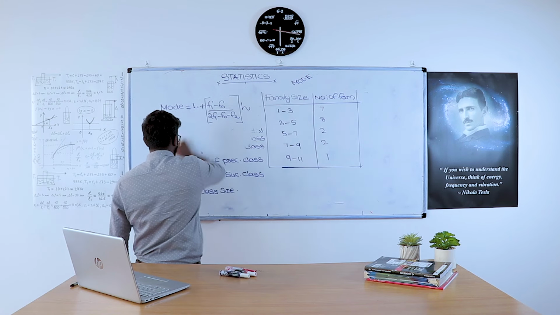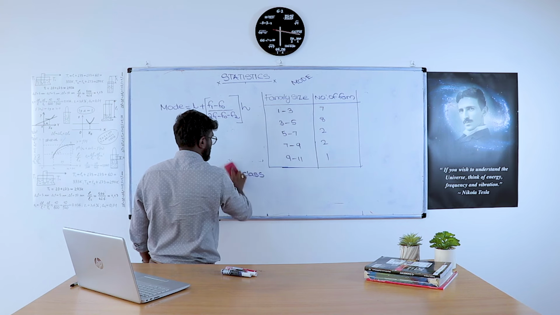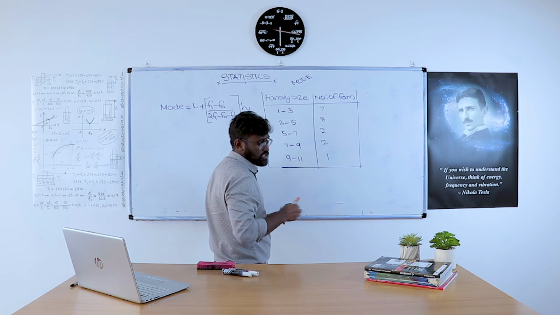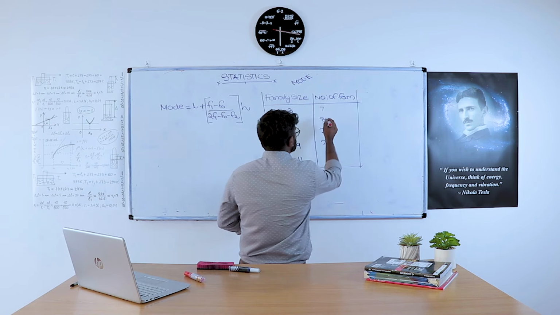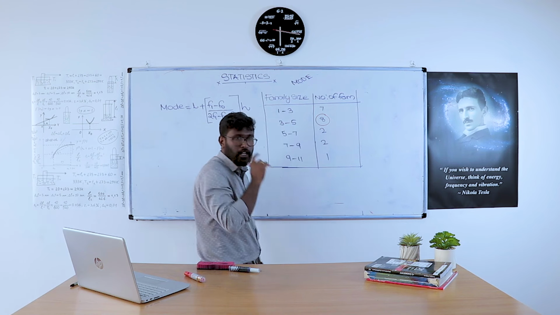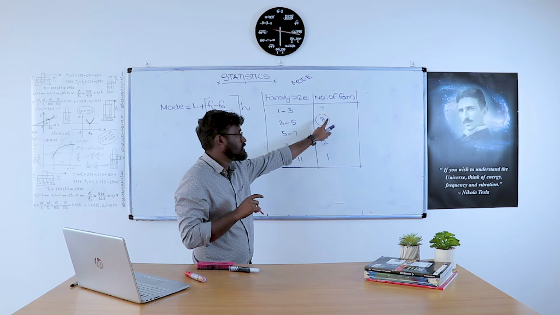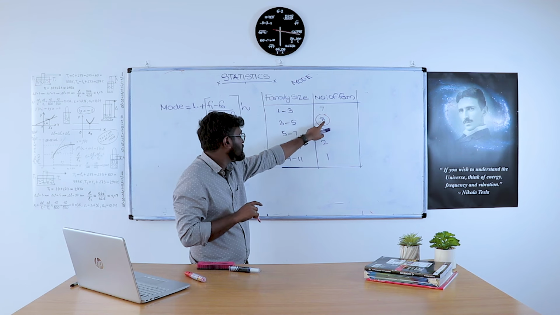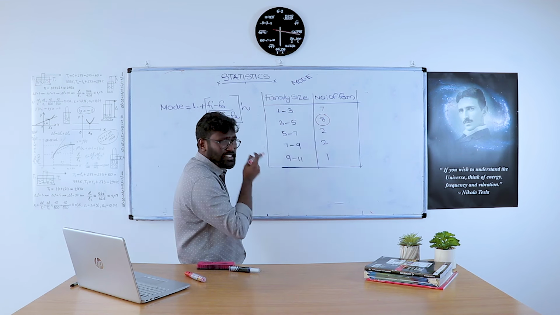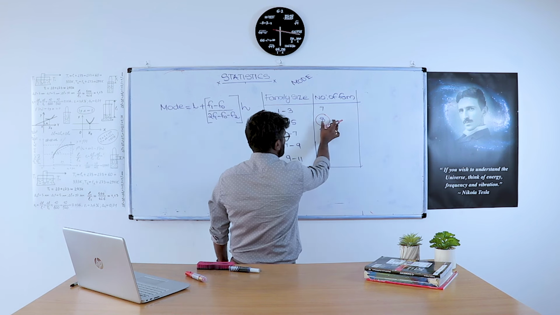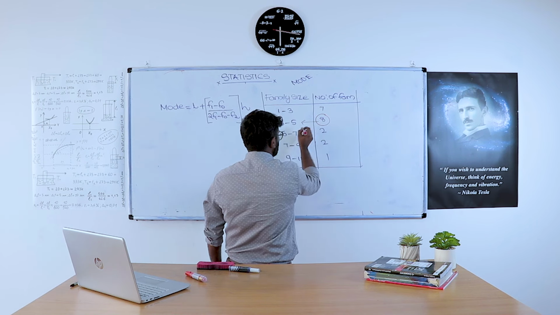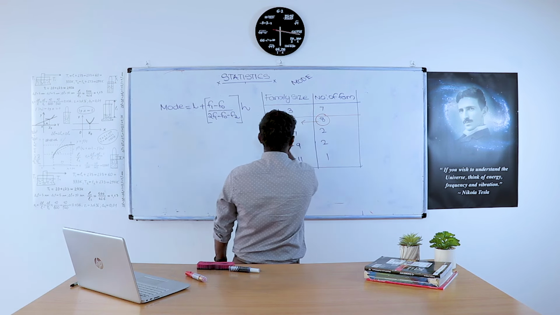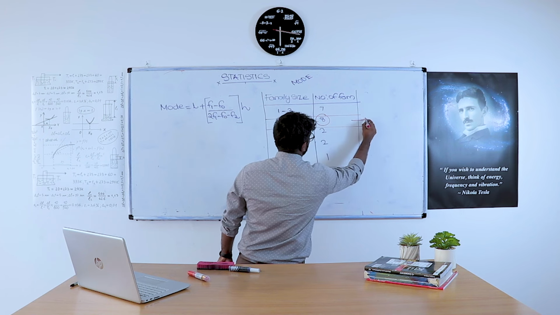So we first find out which one in the given data is the model class. How will you find the model class? Check the maximum frequency in the table. The number of families is maximum. In this table the maximum value is 8, so 8 is the maximum value of the frequency. Corresponding to the maximum frequency, the class is mentioned. So this is the model class.